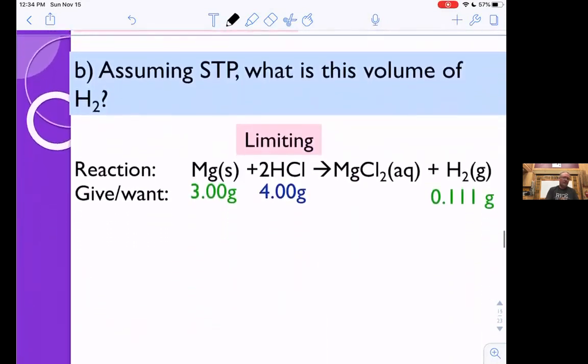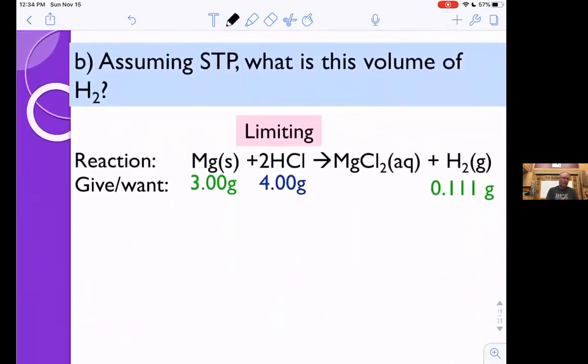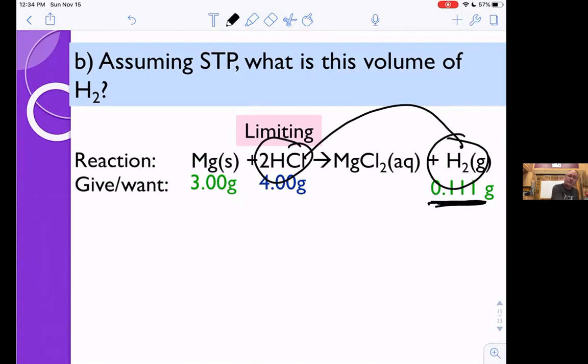So for part B, it says, assuming STP, what is the volume of hydrogen that's produced? Okay, I could start with my limiting reagent, HCl, change to hydrogen, and go from grams to liters. I could just use the mass of the hydrogen that I have solved for that's going to actually be produced and convert that to liters, which is what I'm going to do. But it doesn't matter. There's a couple different ways to do this. I would take my real answer, though, from the other one without rounding, the 0.111. It may not make a difference, but it might. I would use my entire answer out of my calculator for this.